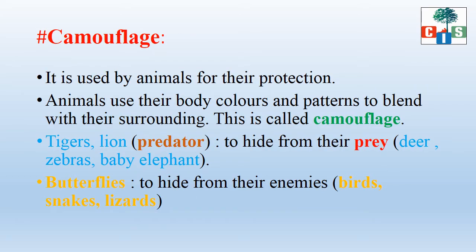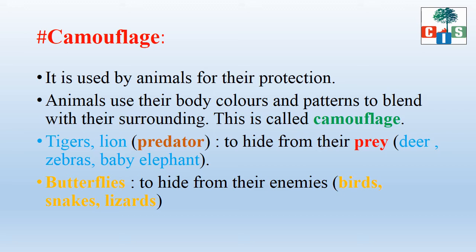So scholars, let's talk about camouflage. Now what is camouflage and why is it there? Camouflage is used by animals for their protection. Now what is the definition of camouflage? Camouflage means the body colors and patterns of animals which make them mix or blend with their surroundings, and this is called camouflage. Because of their body color and pattern which match the surroundings, it becomes difficult to identify these animals. Here are the examples.